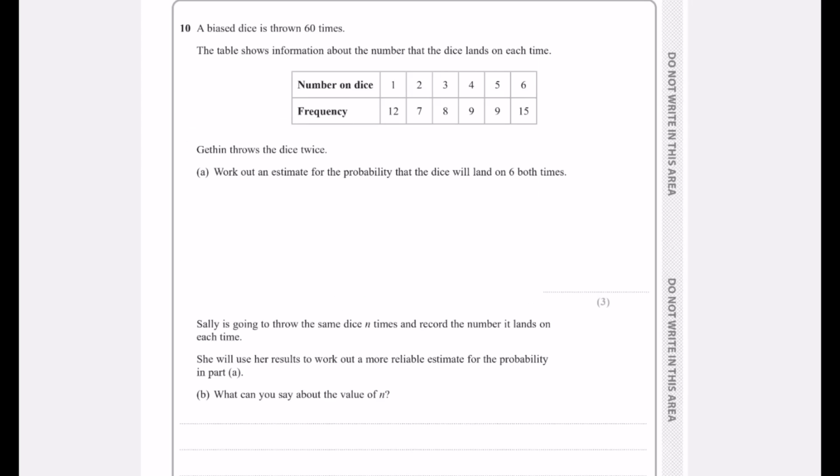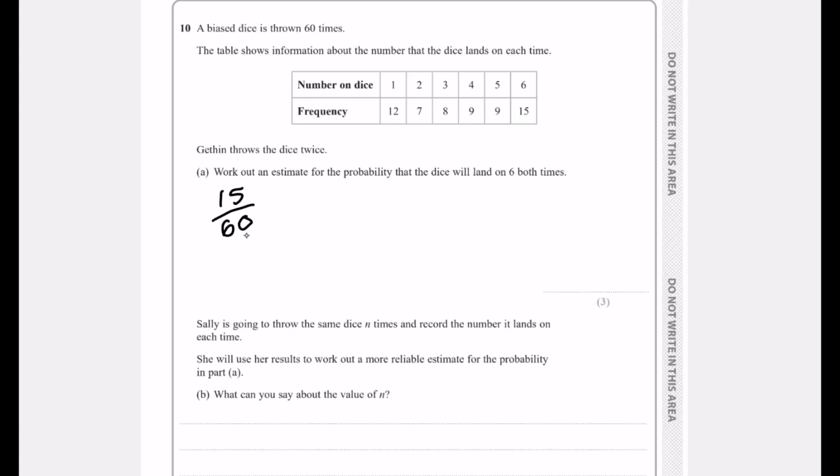Question 10. A biased dice is thrown 60 times. The table shows information about the number that the dice lands on each time. Gethin throws the dice twice. Work out an estimate for the probability it lands on 6 both times. So what's the probability it lands on 6? It's not 1/6, it's not a fair dice. So it landed on 6 15 times out of 60.